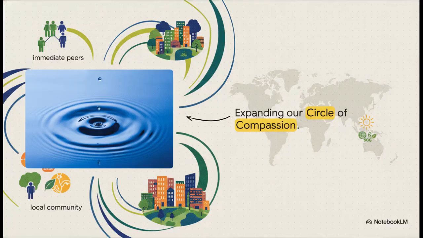This ripple effect perfectly symbolizes the concept of the circle of compassion detailed in our source text. Often, we naturally only feel compassion for those immediately close to us. But by using cooperative learning, we expand those ripples. We expand our care from our immediate peers in the classroom out to the wider local community and eventually to the entire global population. We're teaching students that their collaborative actions ripple outward in a very real way.